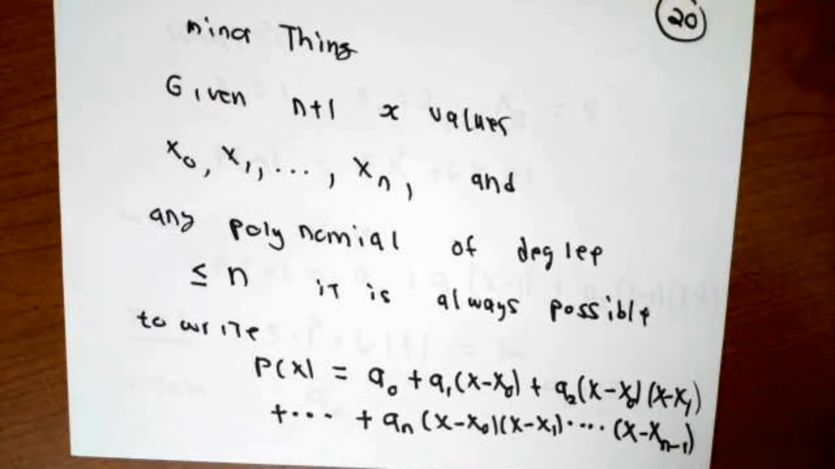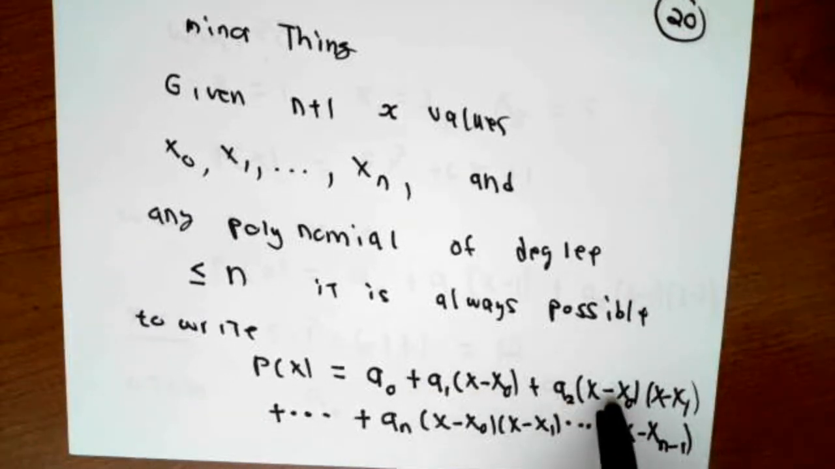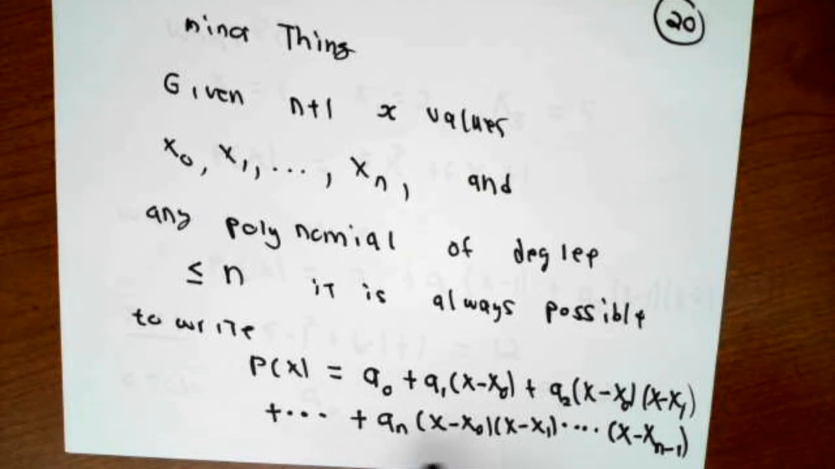And one last thing. If I give you n plus 1 distinct x values, call them x0 through xn, and I give you any polynomial of degree no more than n, I claim that it's always possible to write that polynomial in the following strange format: a constant plus another constant times x minus x0 plus another constant times x minus x0, x minus x1, all the way out to some constant an times products of x minus x values out of the data set, except you only have x minus x0 out to x minus x number n minus 1.